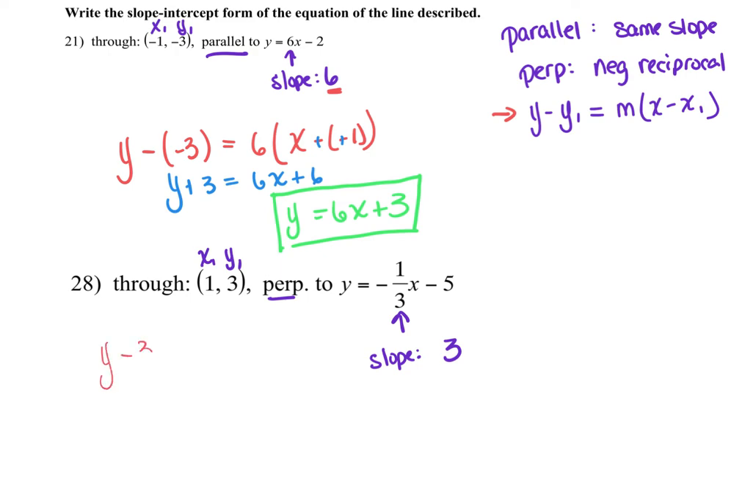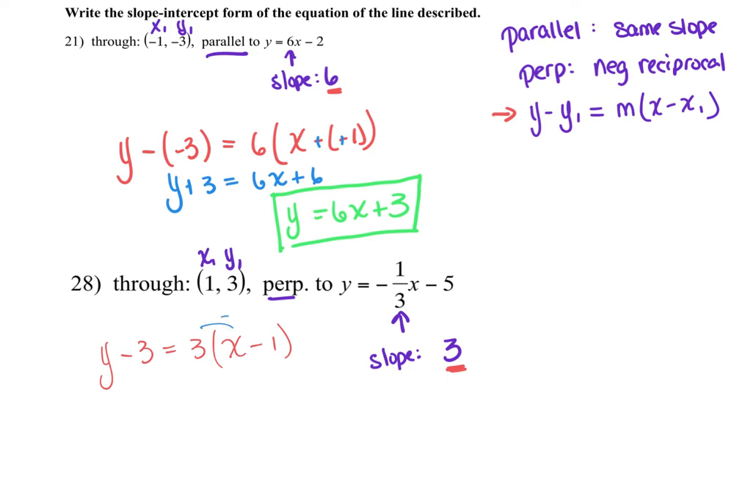I would do the same thing for perpendicular. Y minus my y1 equals this m, this perpendicular m, 3x minus my x1. You'll notice that I am not using anything else from those reference lines. I don't care about that -5. I do not care about that -2. I only care about the slope of that reference line. All right?